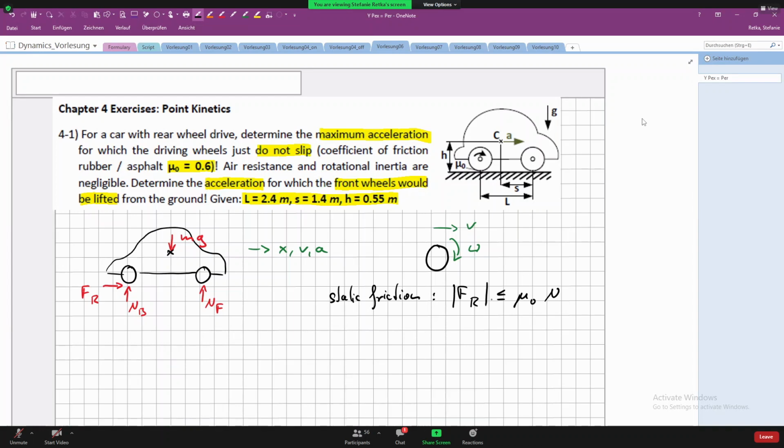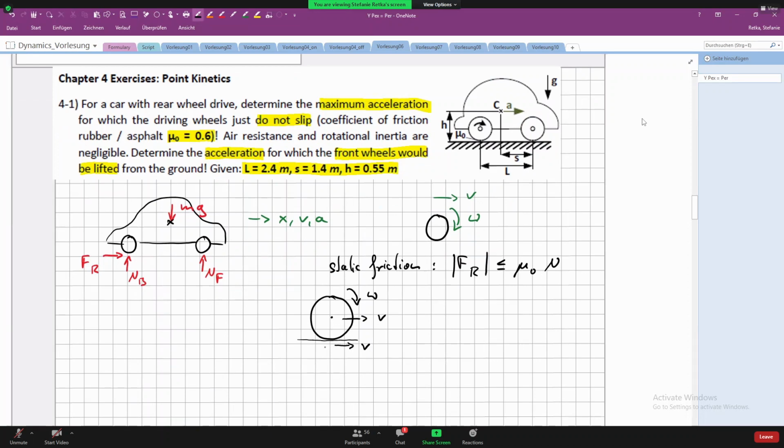Yes, I can repeat what I just said. So if we have a wheel, a tire, and the center of the tire, the axis of the car, moves with a given velocity, and the tire rotates in this direction. Then down here, we would have velocity due to translation pointing to the right, and velocity due to rotation pointing to the left. Now, force of friction, in general, points opposite to the direction of travel.